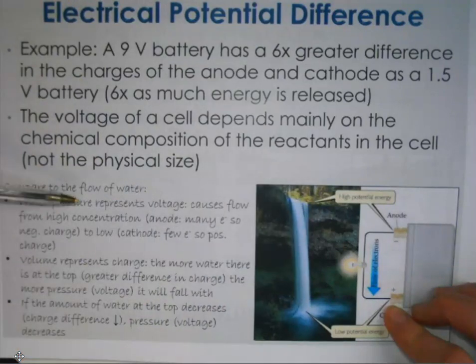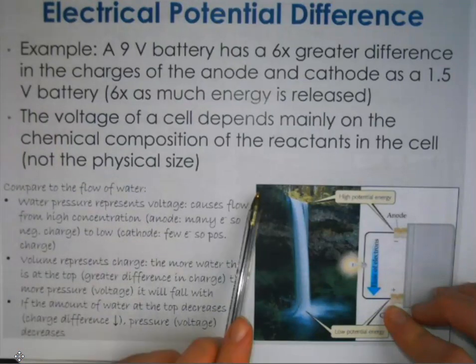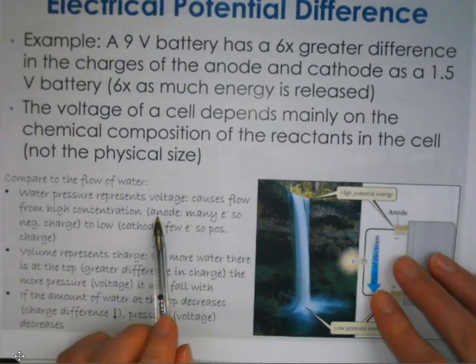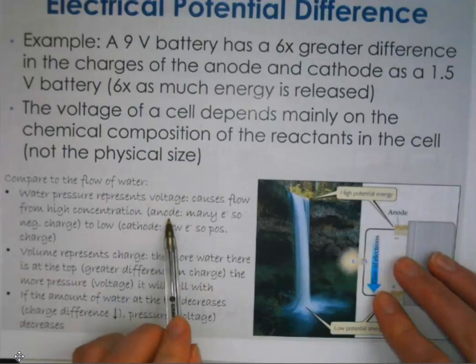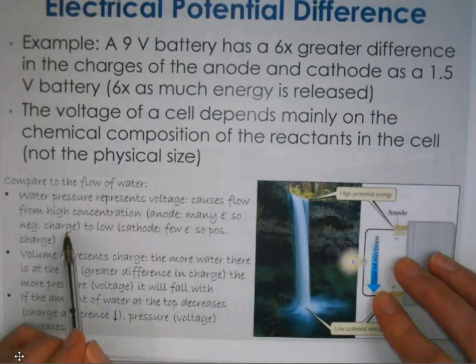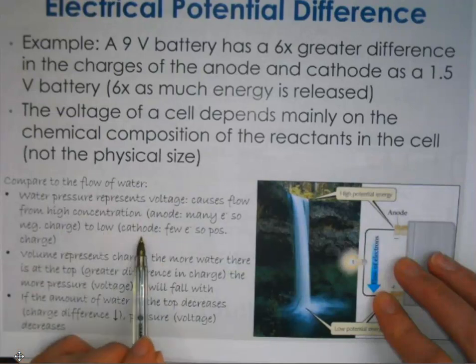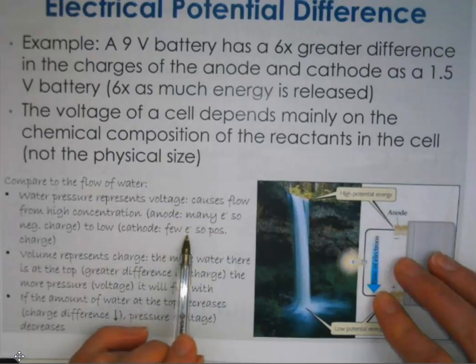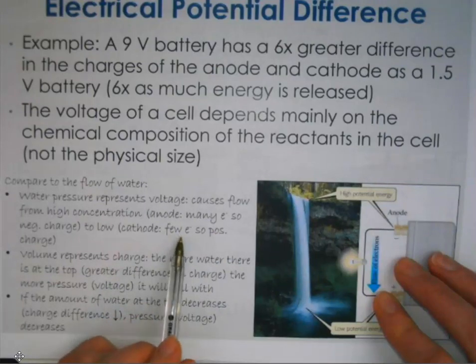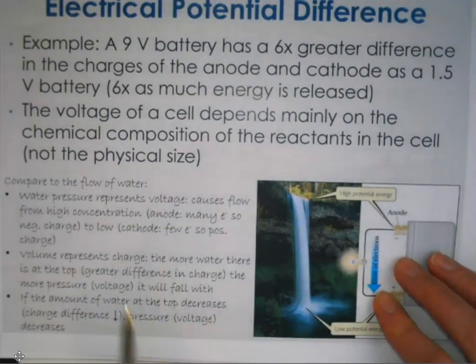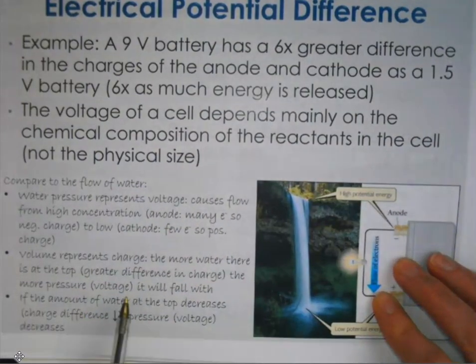So water pressure represents voltage. It's causing the flow from high concentration to low concentration. If we apply that to an electrical cell, the anode has a lot of electrons because of the oxidation that's happening, so it has a negative charge. The cathode has reduction happening, so it's using up electrons, so there's a lower concentration, so it has that positive charge, and the difference between those is what's going to make the current happen.